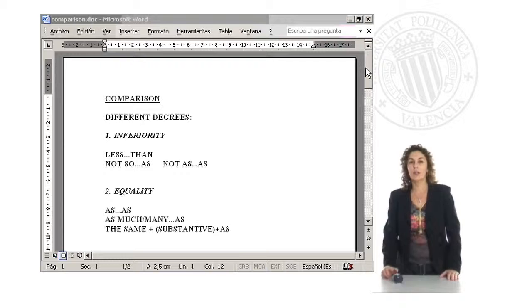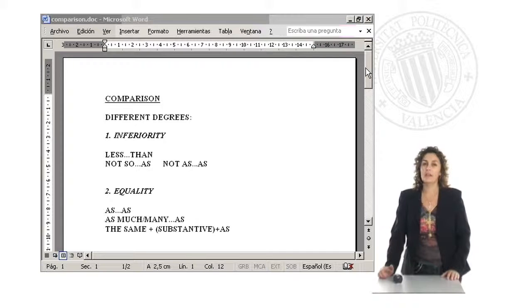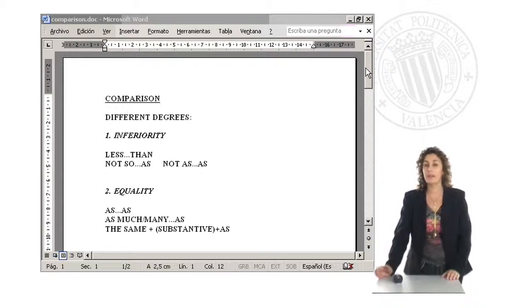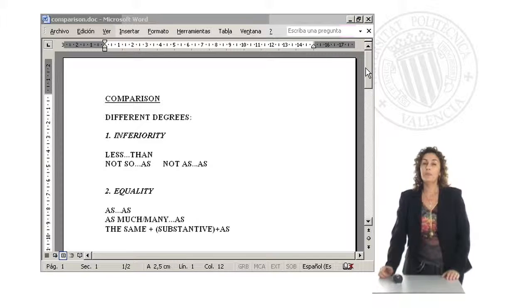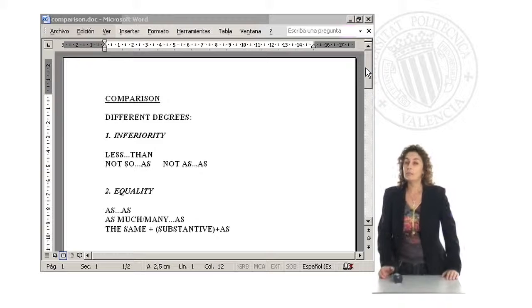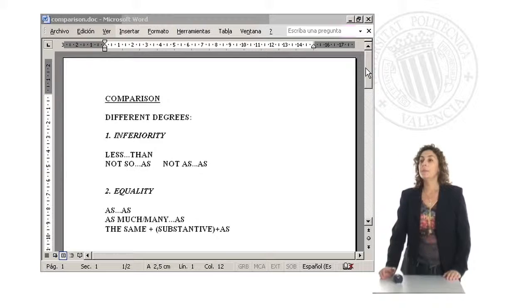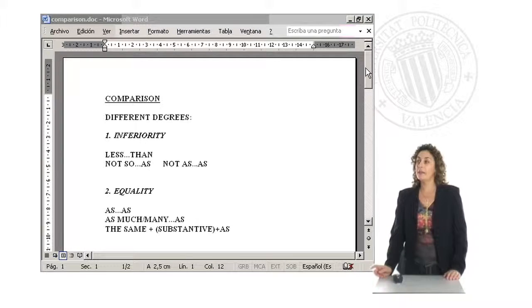Hello, I'm going to present to you comparison structures and the different ways we can express comparison in technical English. Comparison is very important in technical English, as you want to describe objects, processes or materials. Here you have a document where I express the different degrees of comparison.